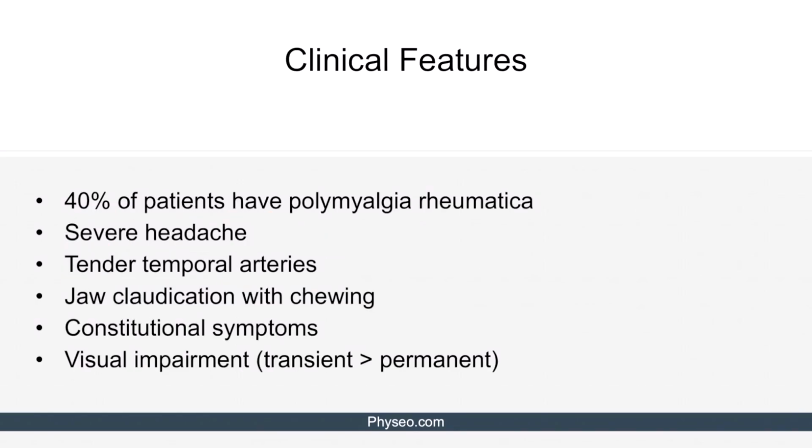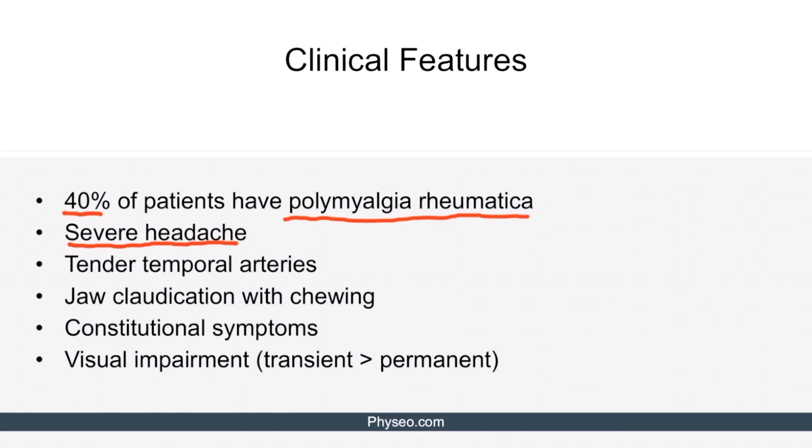This slide describes the clinical features of the disease. 40% of patients have polymyalgia rheumatica, which is also an inflammatory disease that causes pain and stiffness, typically in the shoulders and hips. And it's a very strong association, so lock that in. Now, because temporal arteritis affects the temporal arteries, severe headache and tender temporal arteries, as well as jaw claudication, pain with chewing, can also be present.